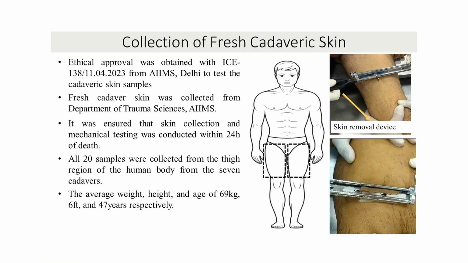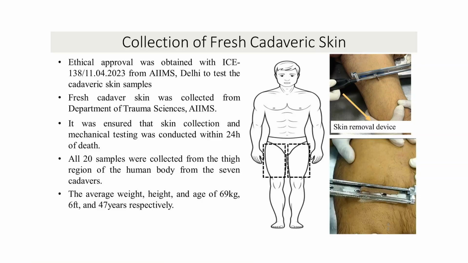It was ensured that the skin collection and mechanical testing were conducted within 24 hours of death. That was the general norm, because it's difficult to procure cadavers within just 9 or 10 hours. So 24 hours was the overall consideration, but we still maintained below 12 hours as much as possible. So we could remove 20 samples of skin from the thigh region.